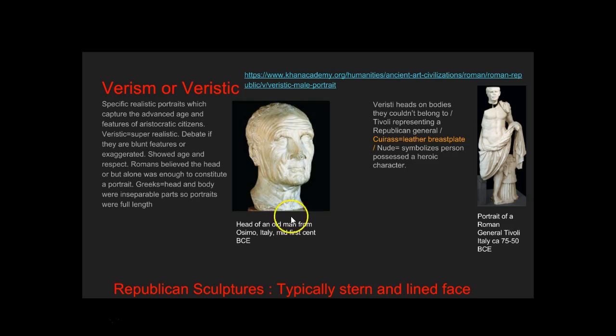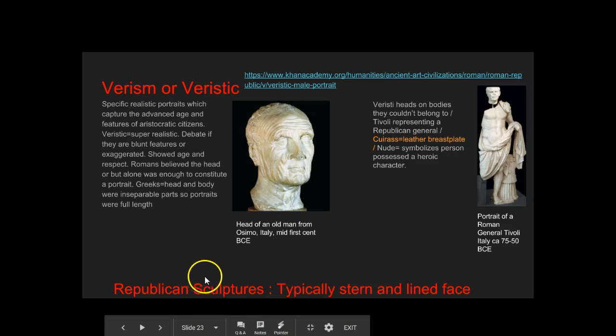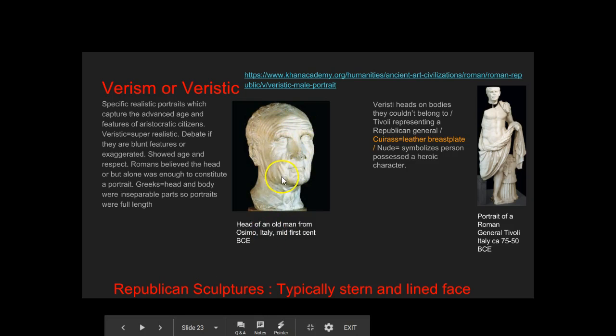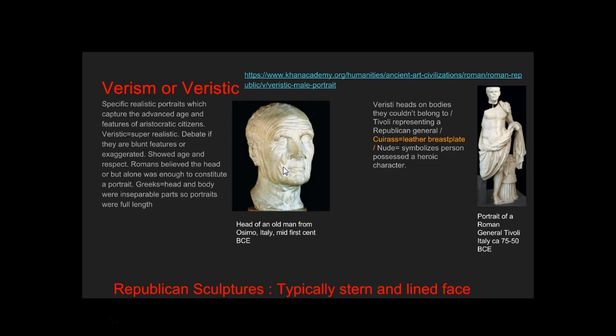Okay. Verism or veristic is a term used whenever something is highly dramatized. So we see the wrinkles of this gentleman. The more wrinkles a senator or a knowledgeable person has, the more knowledgeable they are. Sorry, slide 23, I'm going ahead of myself. So, these were specific portraits and they were meant to show the person. But typically these portraits were very stern, with very highly lined faces again.